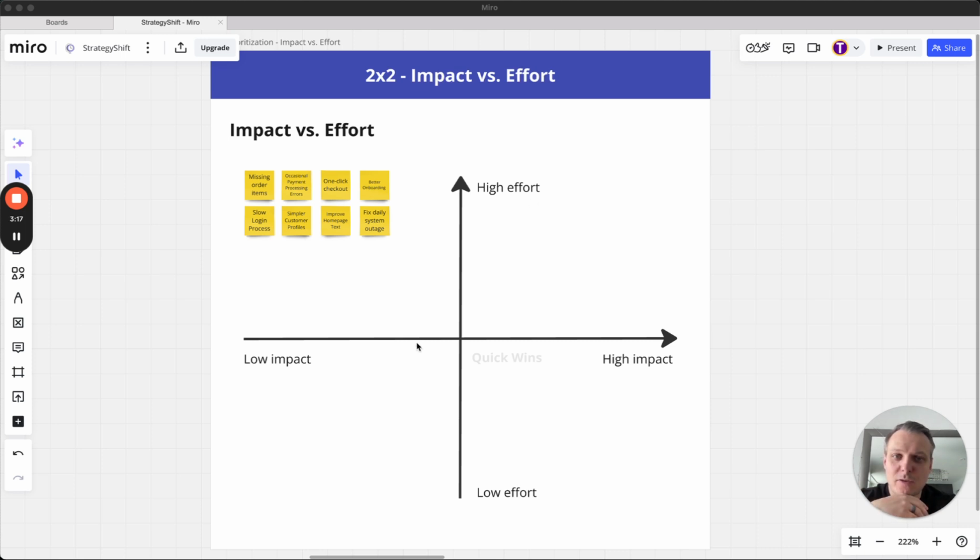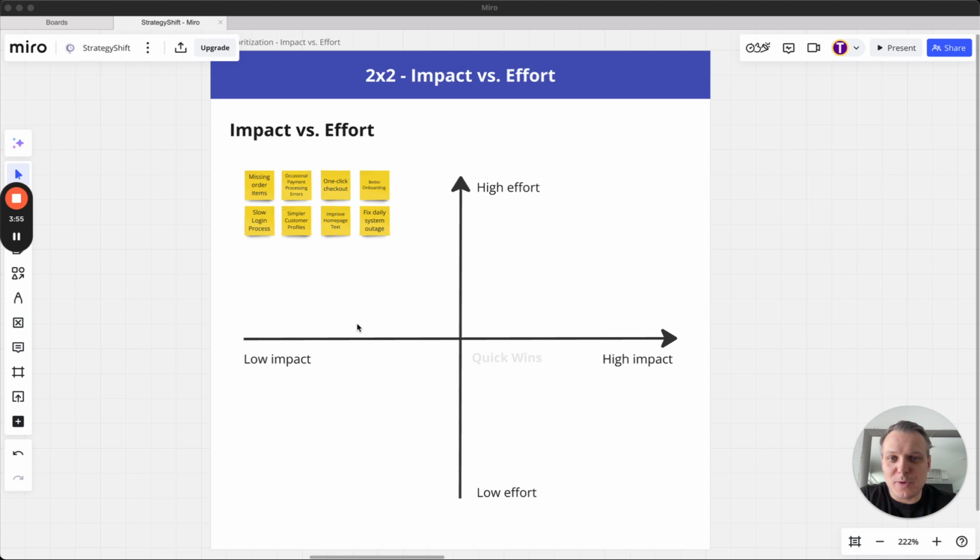To give you a quick overview of what the framework looks like, you have 2 lines crossing, and the 2x2 comes from the 4 quadrants, meaning the 2 impact ones and the 2 effort ones. You draw the lines, put the impact on the x-axis and the effort on the y-axis, from low to high and from low to high here as well. Then you have your list of options, which you've gathered from before, and you start placing them according to where you see them on the 2x2.